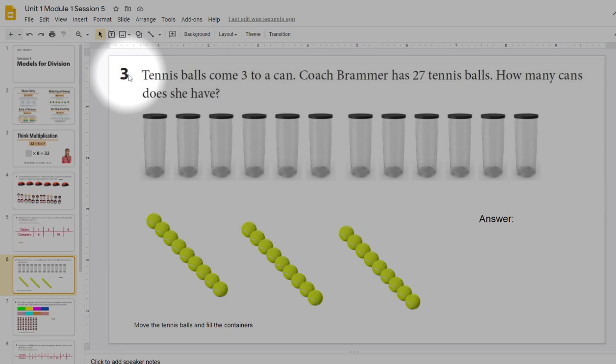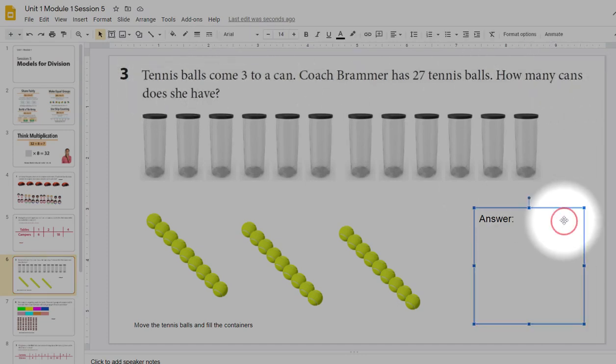And again, tennis balls. This is number 3. Tennis balls coming in 3 to a can. So three in each one of these cans here, 3 of these tennis balls will fit. Coach Brammer has 27 tennis balls. How many cans does she have?